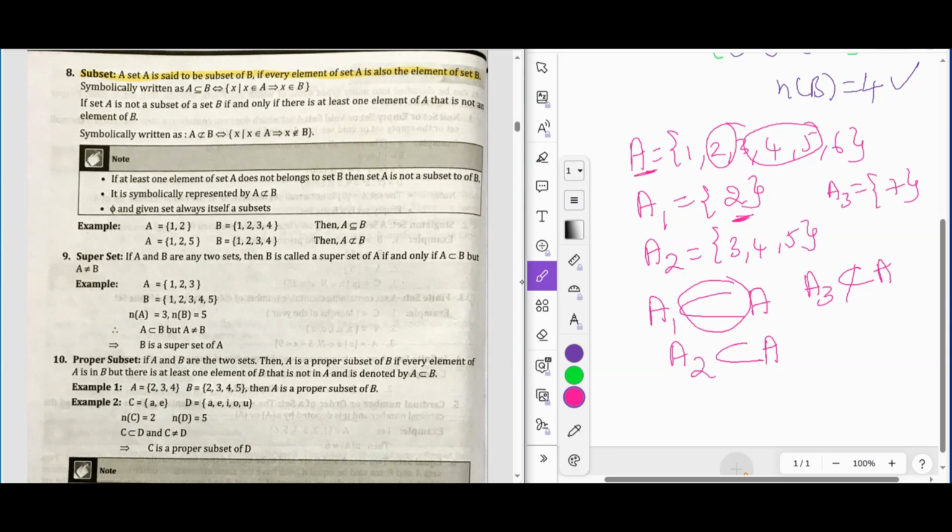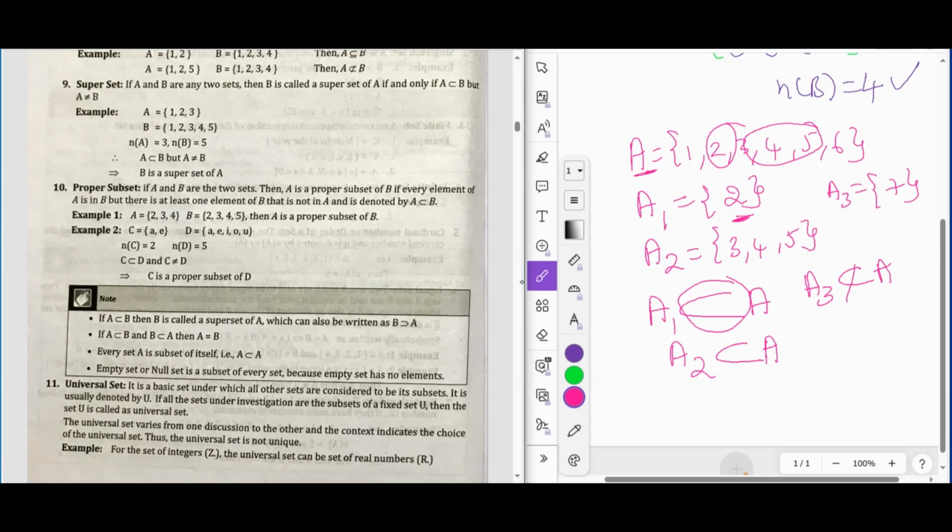Then you have the next one, a superset. What is a superset? If A and B are any two sets, then B is a superset of A if and only if A is a subset of B, but it should not be equal to B. Means there will be one extra element present in B which will not be in A. Therefore, n of A has 3 elements, n of B has 5 elements. So A is a subset of B, but A is not equal to B. Therefore, B is a superset of A.